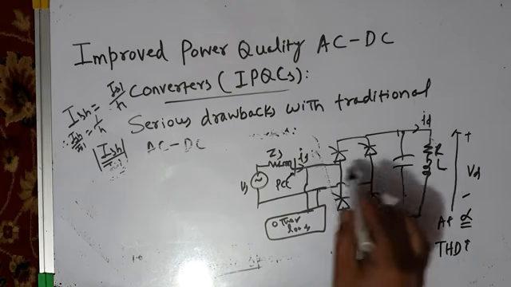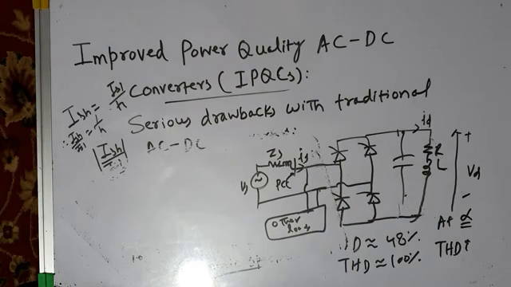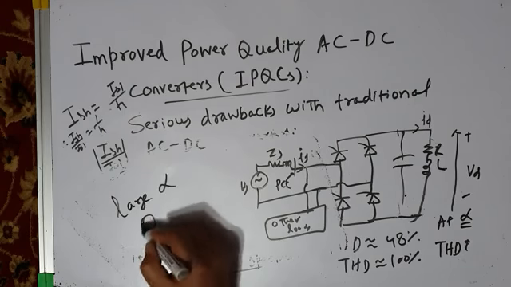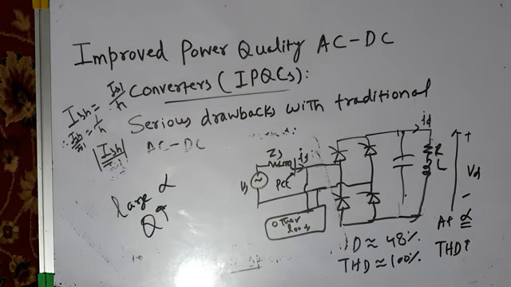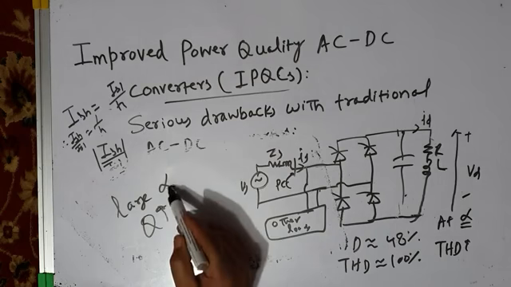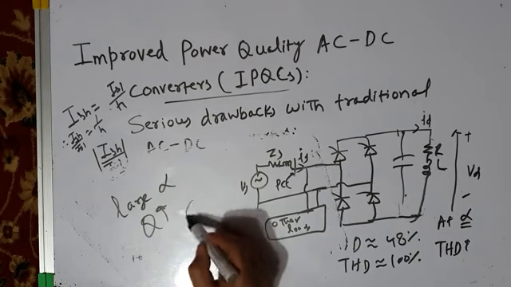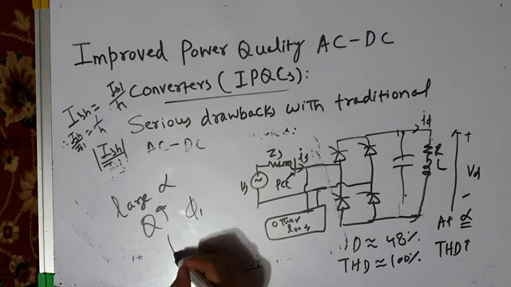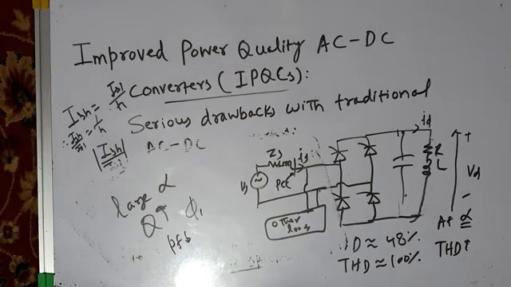Another problem with these traditional AC to DC converters, especially at large delay angles, is that they draw large reactive power. They draw it because the fundamental component of current will lag behind the source voltage by a large phase angle. And the more you increase the delay angle, firing angle, the more phi increases, and the more the power factor angle phi increases, the more the power factor decreases.